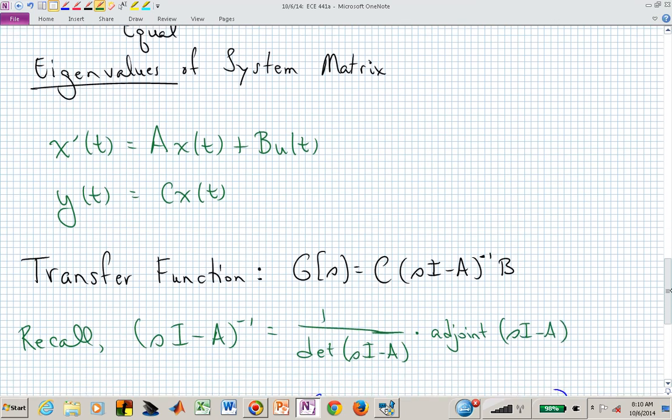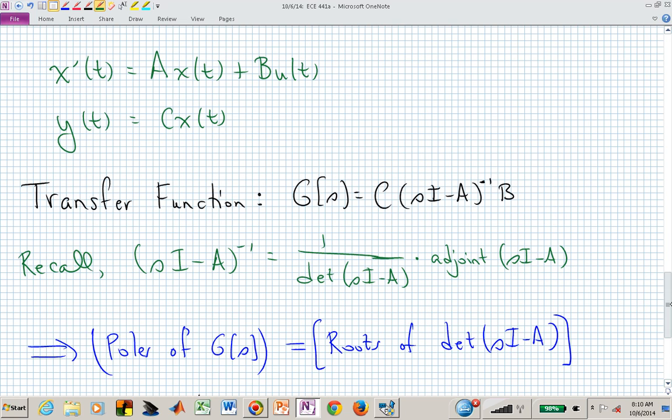With these two representations, remember how to compute a matrix inverse. The inverse of a matrix is 1 over the determinant times the adjoint of that matrix. You start eliminating rows and columns, and then you find the cofactor of the resulting submatrix, and then you transpose that. That's this adjoint matrix. That's a matrix, and it's going to be square. But what's in the denominator of that inverse is this determinant of sI minus A.